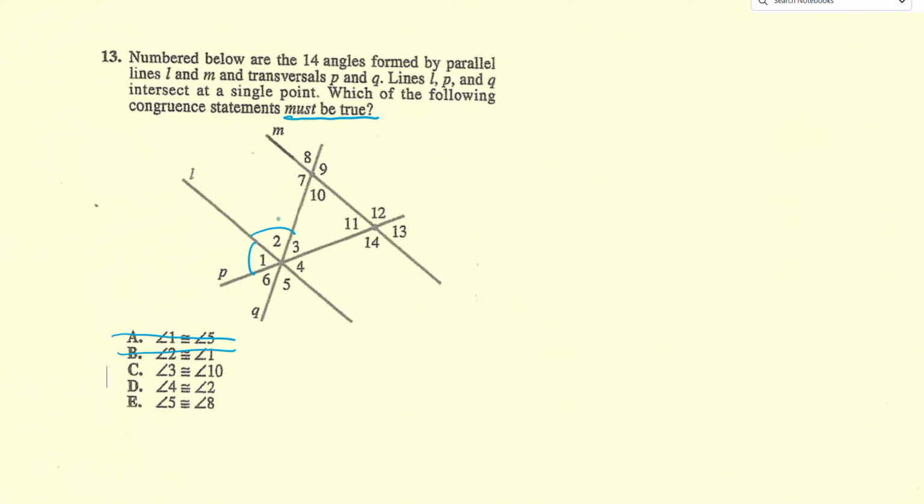3 and 10. Again, there's nothing that I know about a relationship. I don't know that that's an isosceles triangle. Those don't even quite look equal either. 4 and 2, again, those are not vertical. But when I get to this last one, 5 and 8, those are alternate exterior angles. Alternate because you see how we jumped over the line? They're just exterior because they're on the outside of the wall. So that would be answer E.